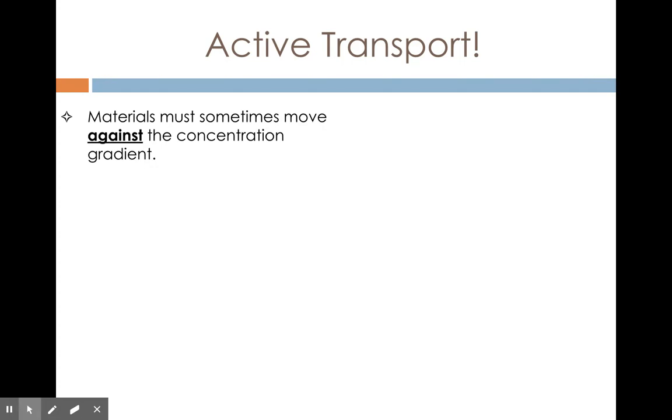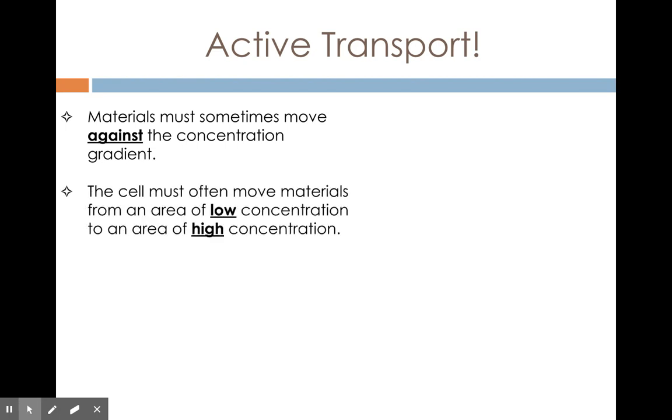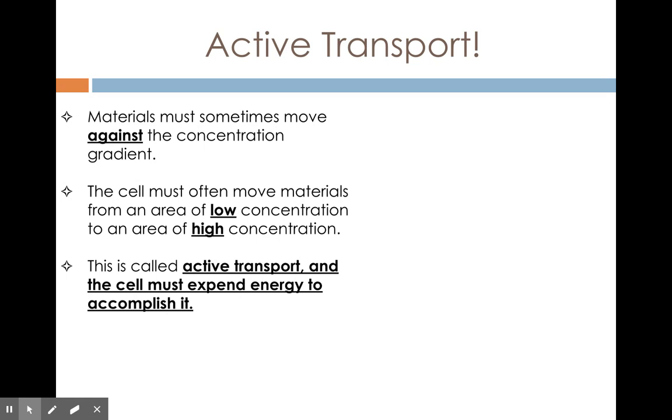Materials will sometimes move against the concentration gradient. In this situation, we are going to have things moving from a low to a high concentration. This is the opposite of what normally happens. So we're going from low to high. Because this is not the natural way of things, we are going to need energy to accomplish it.